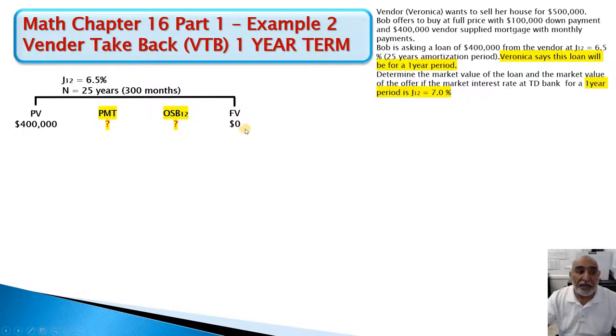the balance owing after 1 year. How much would be the balance outstanding? OSB stands for outstanding balance. 12 means after 12 payments. OSB 12. So let me bring my calculator.